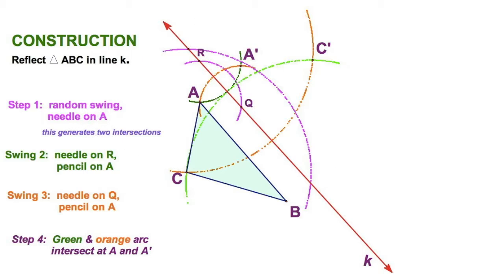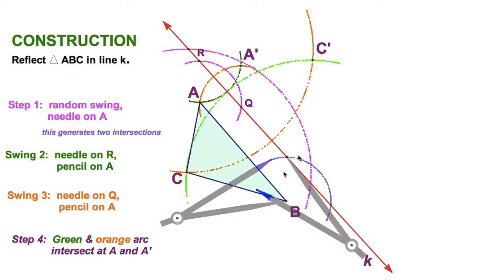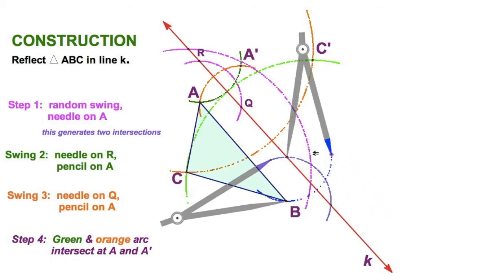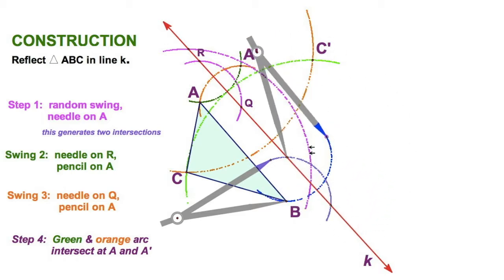Just one more point. Let's put the needle on B, swing through my red line, and again, I'm generating 2 random points. I got a point here, I got a point there. Beautiful. So, take my compass, and again, I put the needle on one of those intersections, swing it back through B, and up this way. Nice.